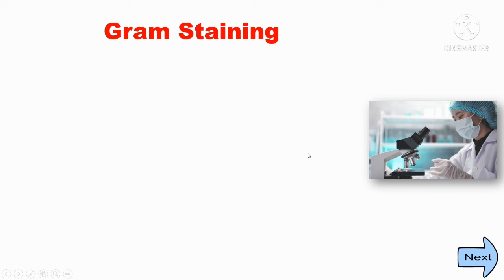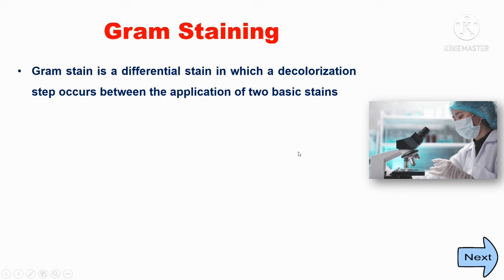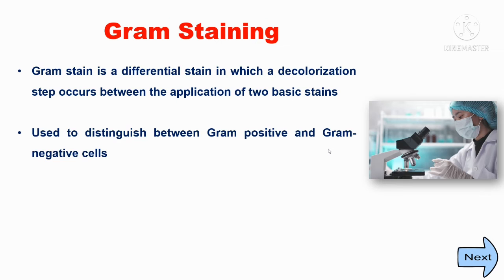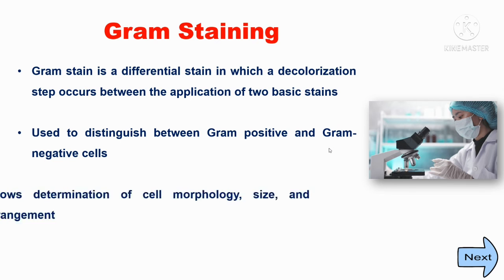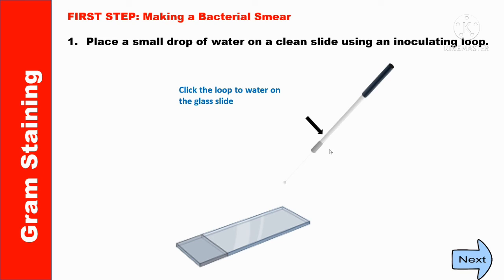Now I'm going to explain about gram staining. Gram stain is a differential stain in which a decolorization step occurs between the application of two basic stains. This staining method is used to distinguish between gram positive and gram negative cells, and allows the determination of cell morphology, size, and arrangement. The first step is making a bacterial smear.